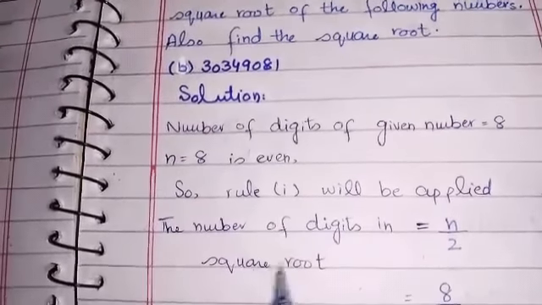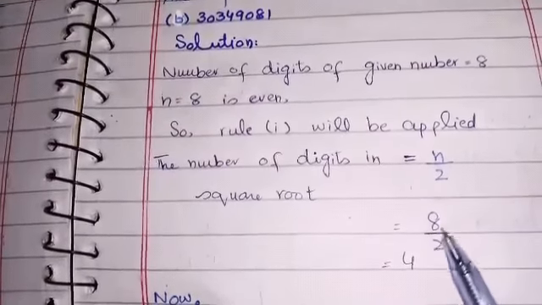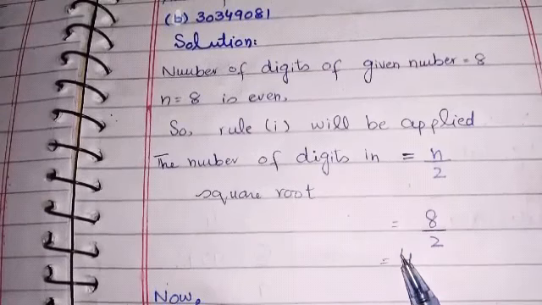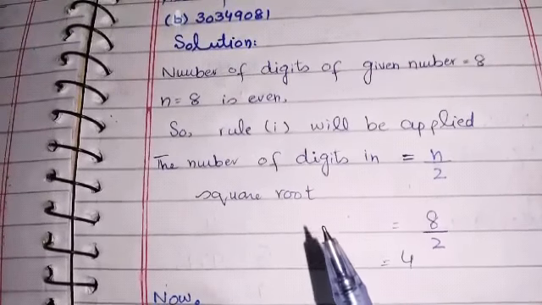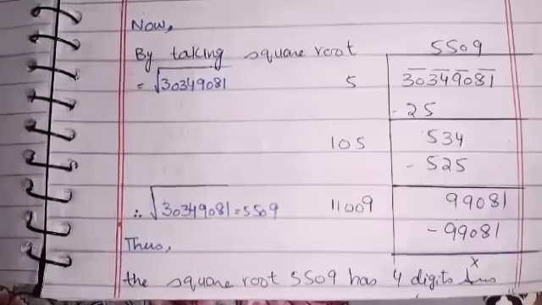The number of digits in the square root is equal to n over 2, where n refers to the number of digits, so we write 8 over 2. When we divide, we get 4. Now students, we also have to find the square root of the given number. Now let's move towards the square root.